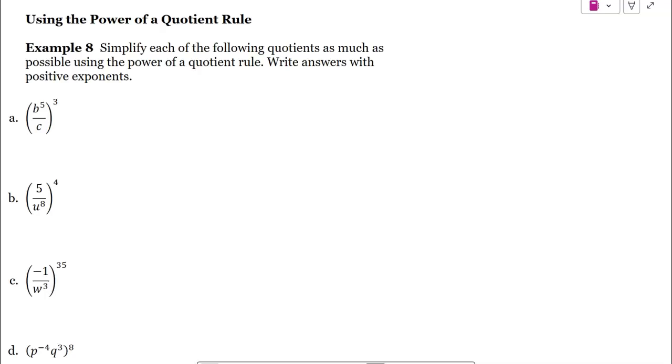Using the power of a quotient rule. Simplify each of the following quotients as much as possible using the power of a quotient rule. Write answers with positive exponents.